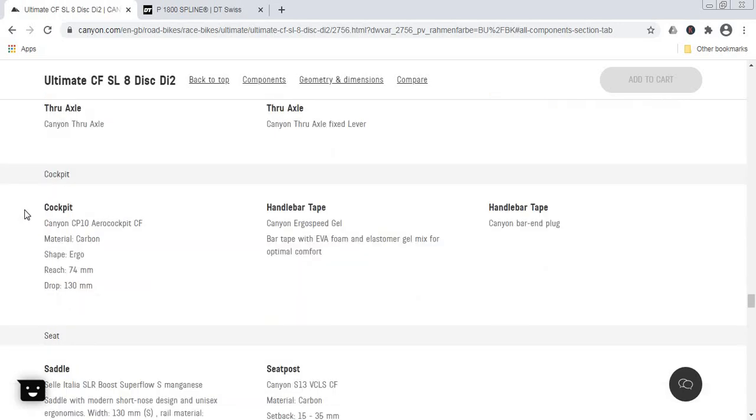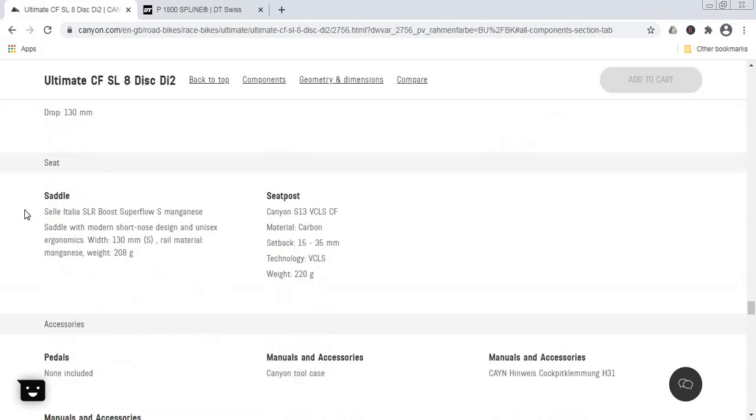When it comes to some other smaller pieces of the cockpit, here you will have a carbon fiber Canyon aero cockpit, CP10 aero cockpit. Carbon fiber, as I said, but this is a one piece affair. So the handlebars and the stem are one piece, and personally I'm not a big fan of it, and especially on this Ultimate level bike, which would be a climbing machine, I wouldn't bother so much with this aero cockpit. But it is what it is, and I truly hope it's gonna fit you, this one piece handlebar stem combo. Handlebar tape is Canyon's own Ergo Speed Gel production, so nothing special to add here.